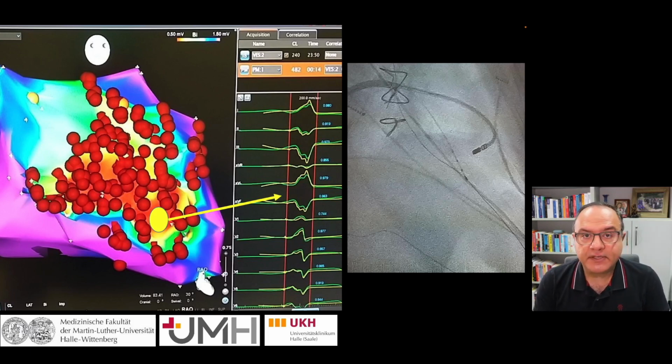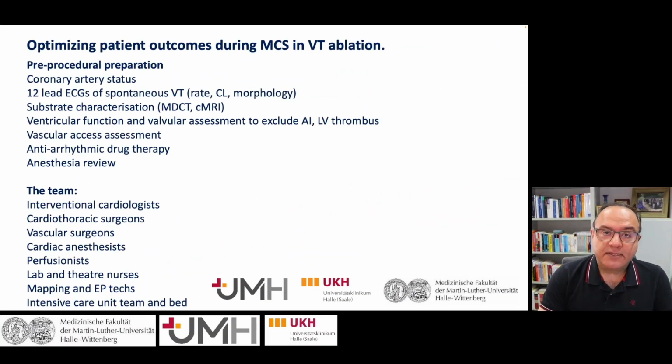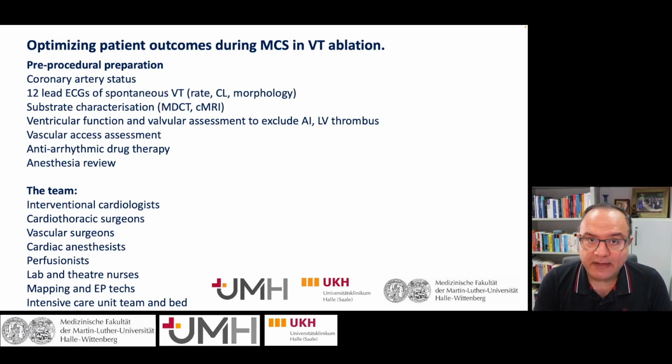After ablation of the clinical PVC, the rhythm was stable, but despite that, we also did a substrate modification on the septum. This patient was discharged several weeks later in stable condition for rehabilitation and finally survived this procedure. Hemodynamic support is something that we have to plan very carefully, and that's the reason why prophylactic use of hemodynamic support is much better.